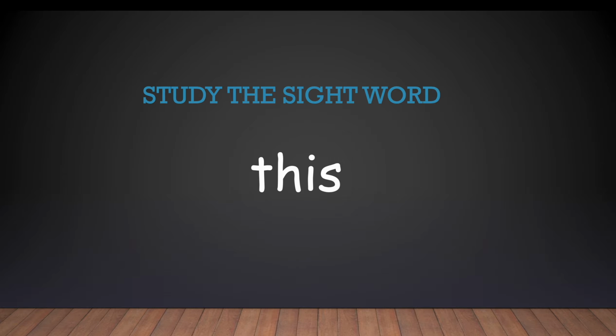Our next sight word we're going to study is this. Let's spell the word this. T-H-I-S. Let's count how many letters. 1, 2, 3, 4. There's 1 vowel, I, and 3 consonants, T-H-S. Let's clap the syllables. Ready? This. This has 1 syllable.